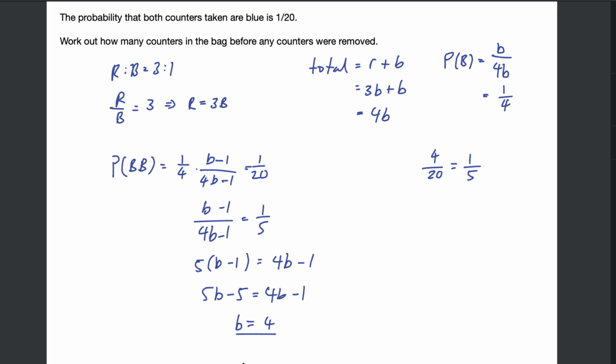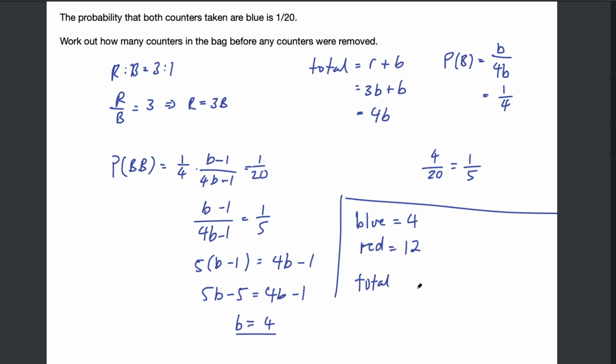Okay, so what was B again? B was the number of blue counters originally in the bag. So blue counters equals 4. And if we've got 3 times as many red counters, then we would have 3 times 4 red counters, so 12 red counters. To answer the question, the total number of counters in the bag before any were removed, 4 plus 12, 16. Okay, so I only saw Sam. Well done to Sam, who put 16. Good stuff.